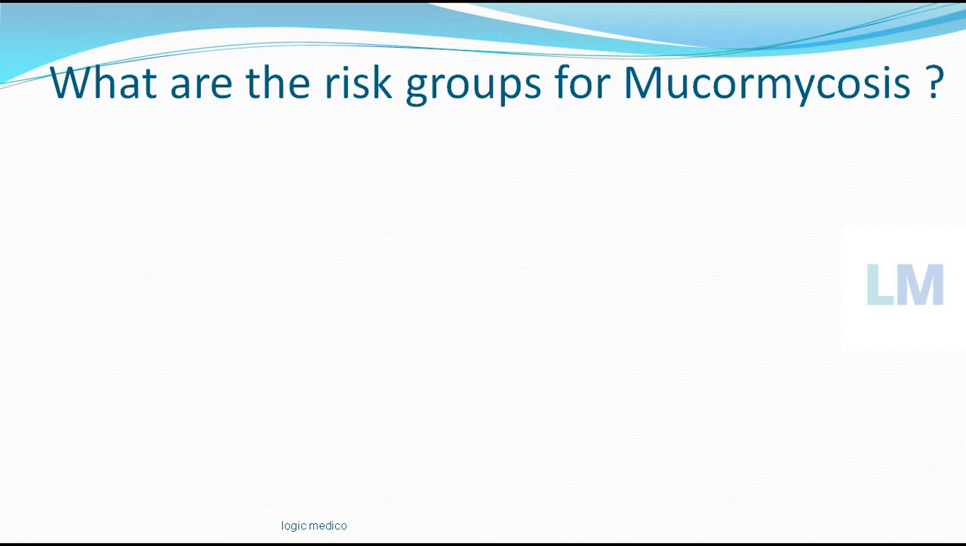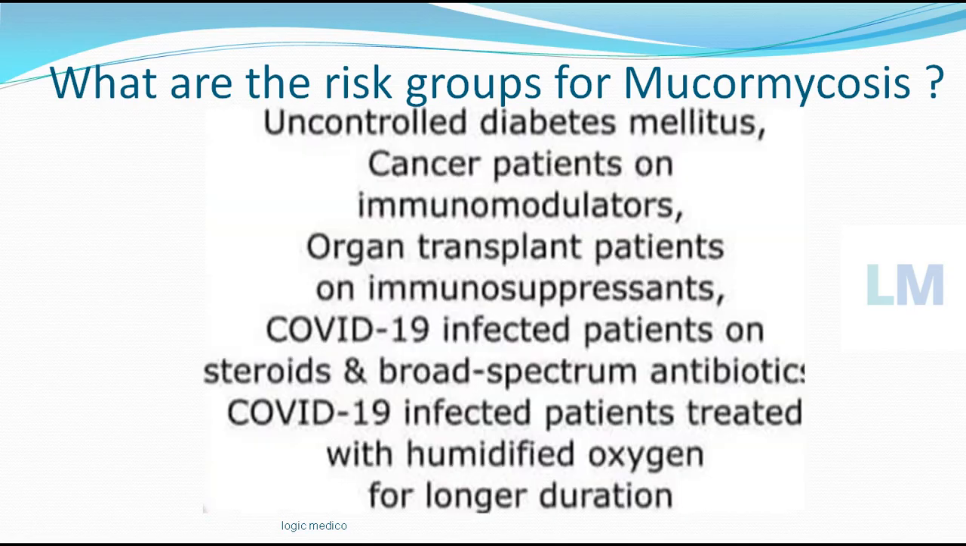mucormycosis. What are the risk groups for developing mucormycosis? So mucormycosis doesn't come in all patients with COVID-19 or all patients who have received steroids. That is a wrong belief. Mucormycosis comes only if the immune system is low. The immune system is weakened, it's not functioning properly. In whom does it happen?